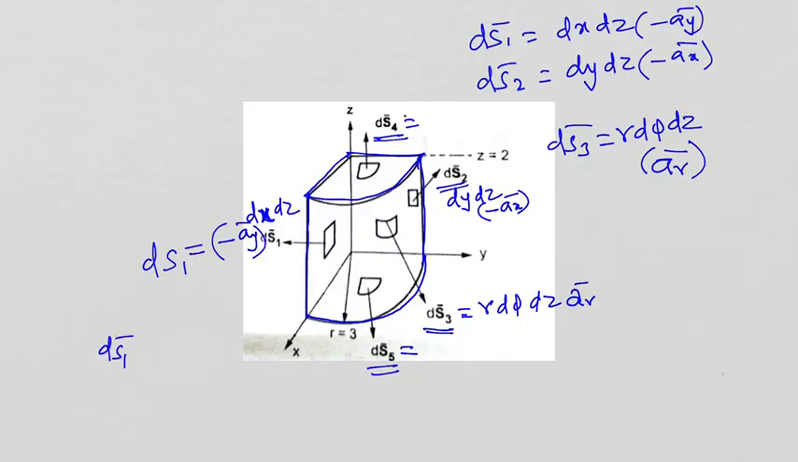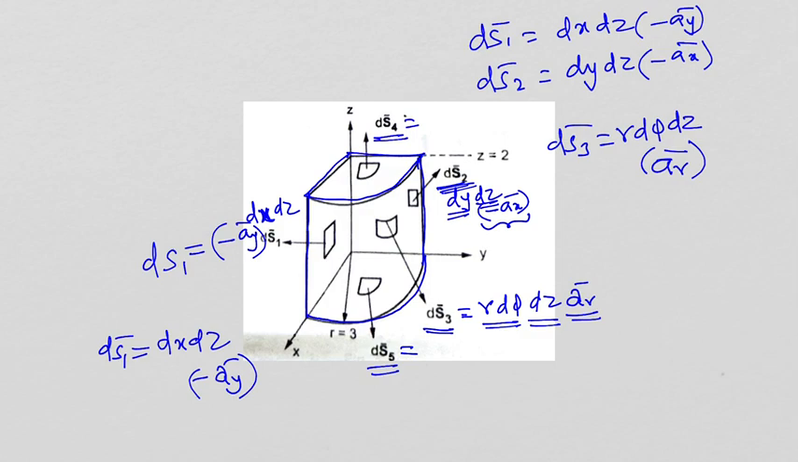So if you take all the surfaces, since the first surface is facing the left side, ds1 is obtained from dx dz, and minus ay is the direction indicated by the vector perpendicular to the plane. Okay, ds2, where is it situated? It is at the back side, which we cannot view. So ds2 is actually dy dz multiplied by the unit vector indicating the direction perpendicular to the plane, so minus ax. And ds3, it is over this curved portion, r d phi dz, and the direction perpendicular to the plane will be indicated by ar.